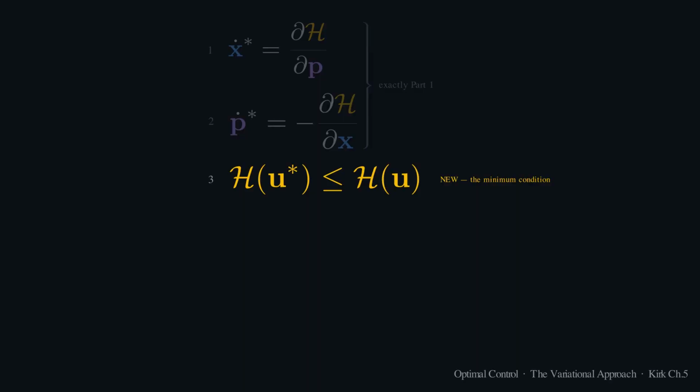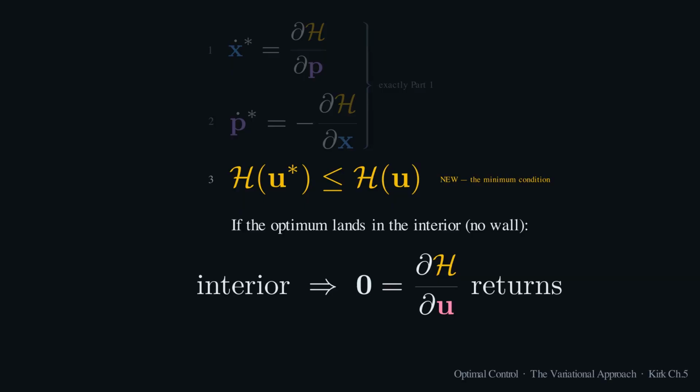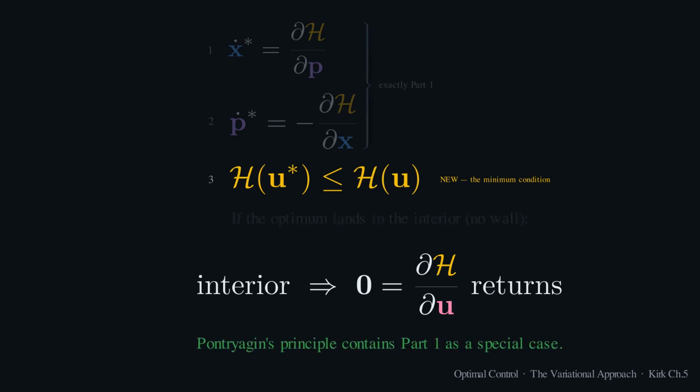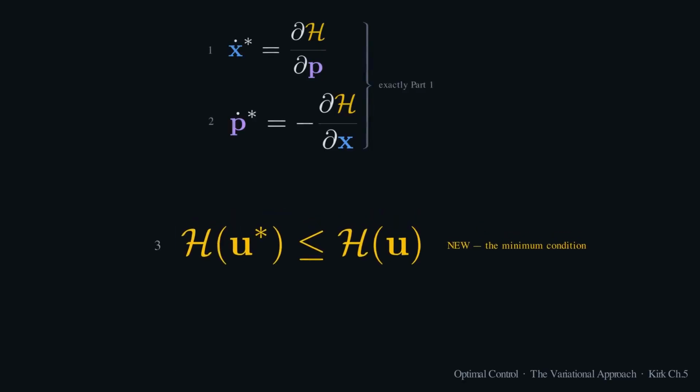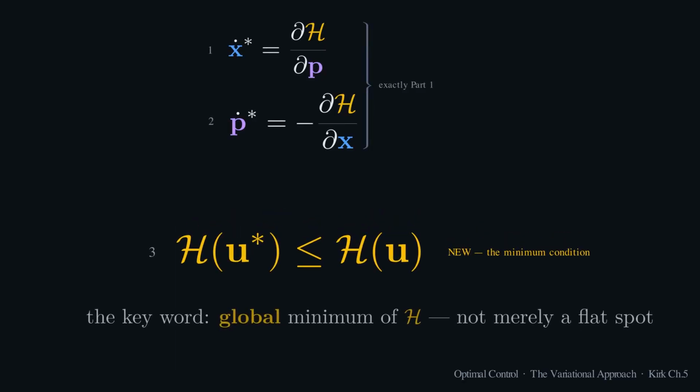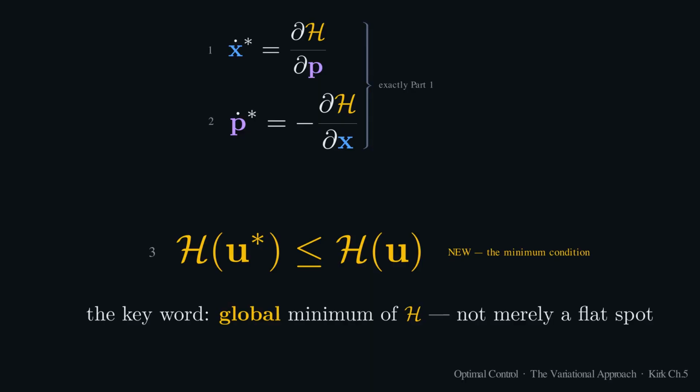Instead of setting a derivative to 0, we now demand H at the optimal control is less than or equal to H at any other admissible control, the minimum condition. And here's the reassuring part. If the optimal control happens to land in the interior, comfortably inside its limits, not touching any wall, then minimizing a smooth function inside its domain means the derivative is 0 there, and the old rule comes right back. 0 equals the partial of H with respect to u.